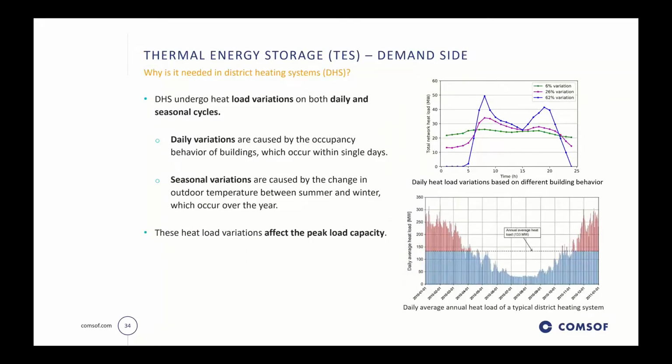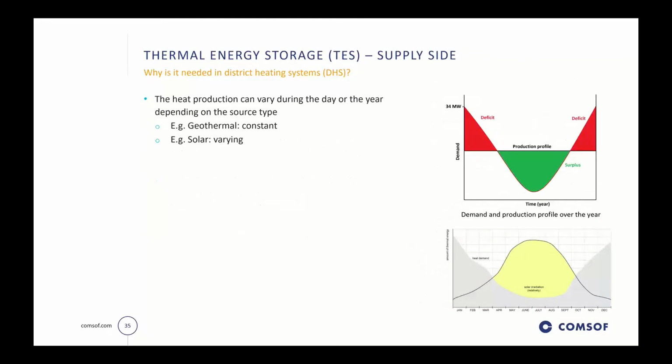First of all, if you look at the demand side, we have daily variations because of the occupancy behavior in the buildings. People go out, people come back in the evening, they turn on the heat, they turn off the heat during the daytime. But there are also seasonal variations, of course, because of the change in outdoor temperatures between summer and winter over the year. So this affects the peak load capacity of your network. That's on the demand side. Also on the supply side, you can have different types of generation. Here in the top graph, we have a horizontal line, which is the production profile, where the demand is showing this graph here.